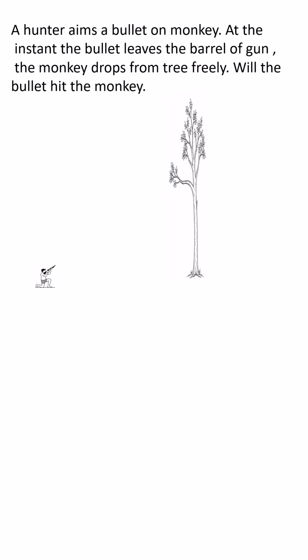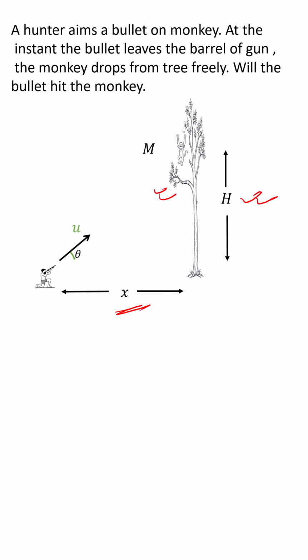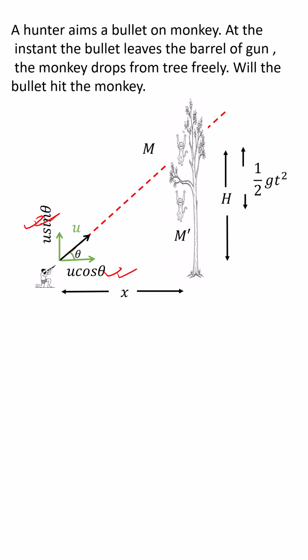Okay, here is hunter and here is monkey. The horizontal distance is x. Here is monkey at height h from the ground. It fires bullet at an angle theta with the horizontal. If there is no gravity, the bullet travels in this red path, but there is gravity. Okay, this is horizontal component and this is vertical component.